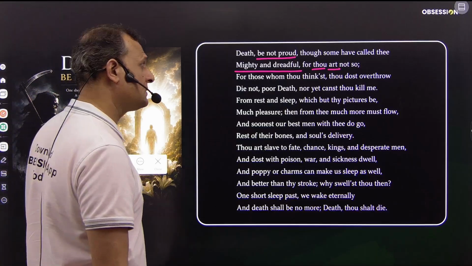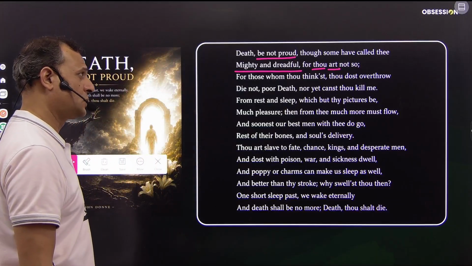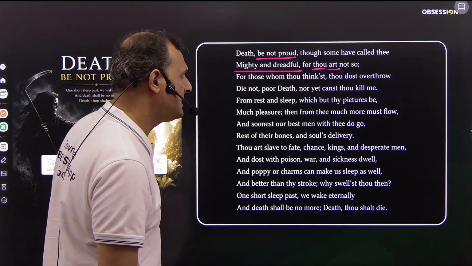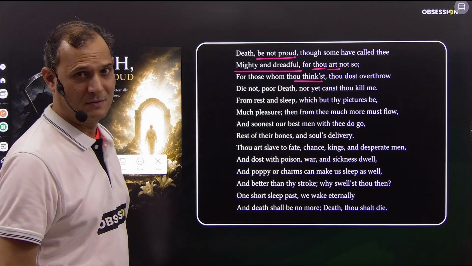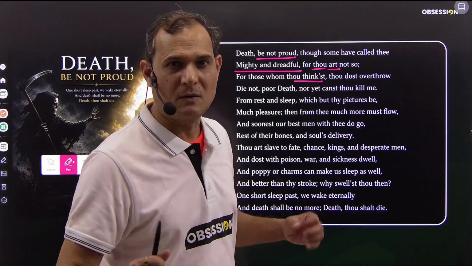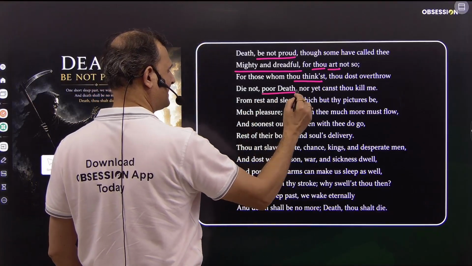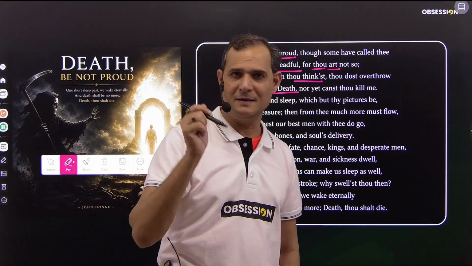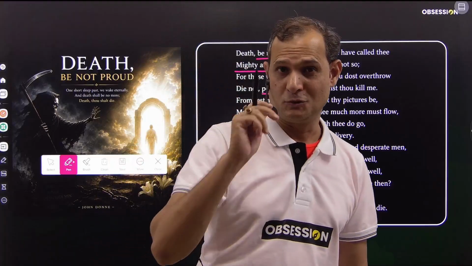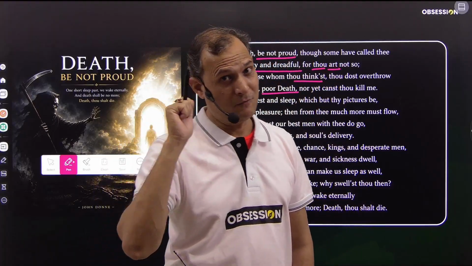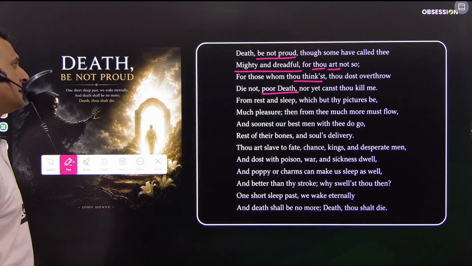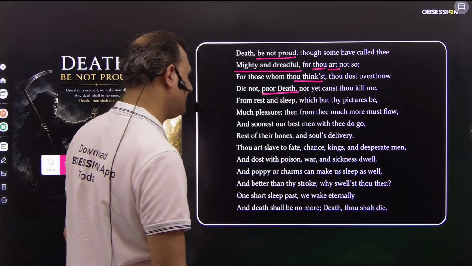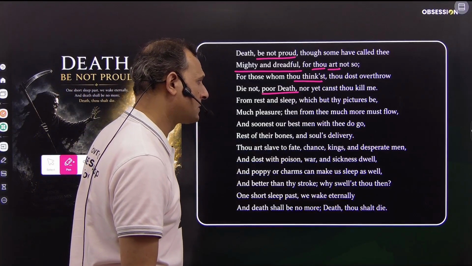For those whom thou think'st thou dost overthrow, die not, poor death, nor yet canst thou kill me. For those whom you think you can overthrow, you can destroy, you can overpower, you can conquer. Die not, poor death, nor yet canst thou kill me. Or not yet, you cannot yet kill me. So death, don't be proud. Some people will say that you are all powerful, but you are not. You may have conquered some, but you are not going to conquer me. Not yet.